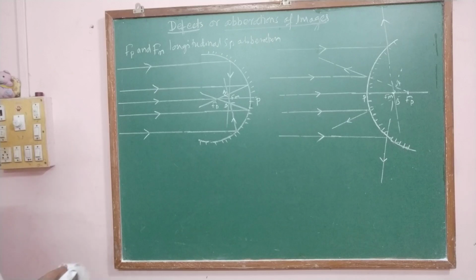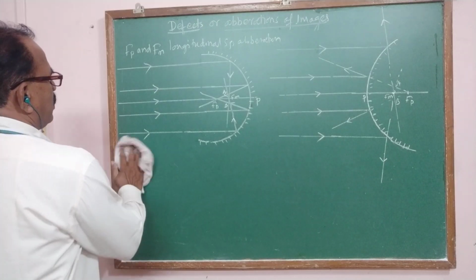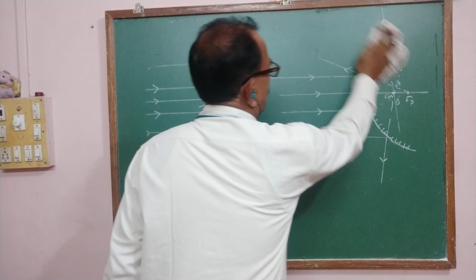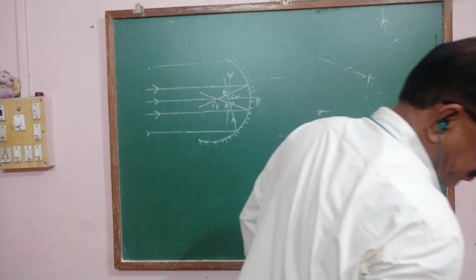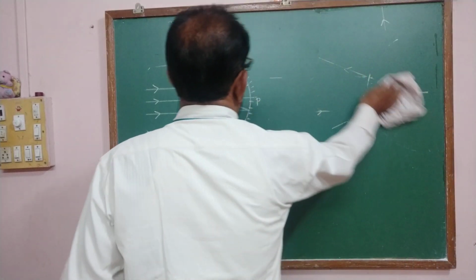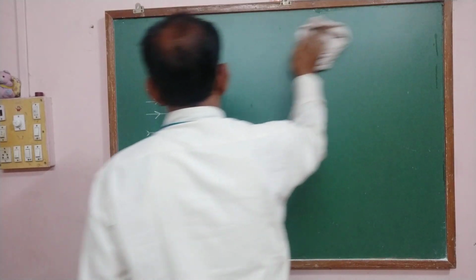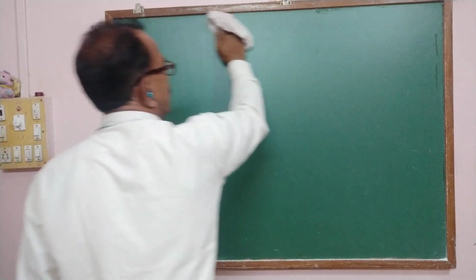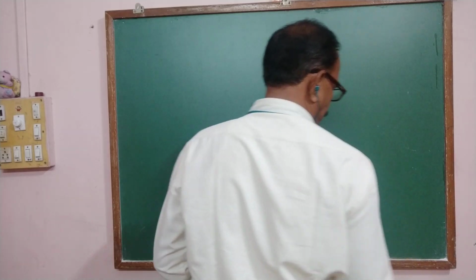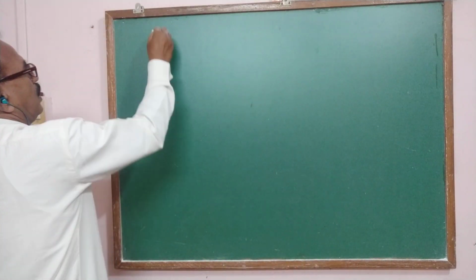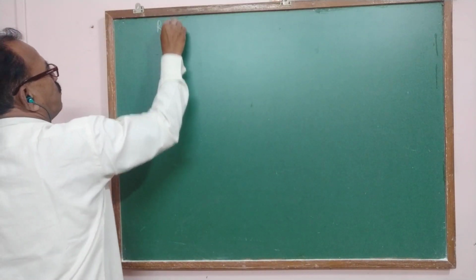Now after this spherical aberration, we'll go for refraction of light. Look at the page number in the book, the page number is 164. Refraction of light.